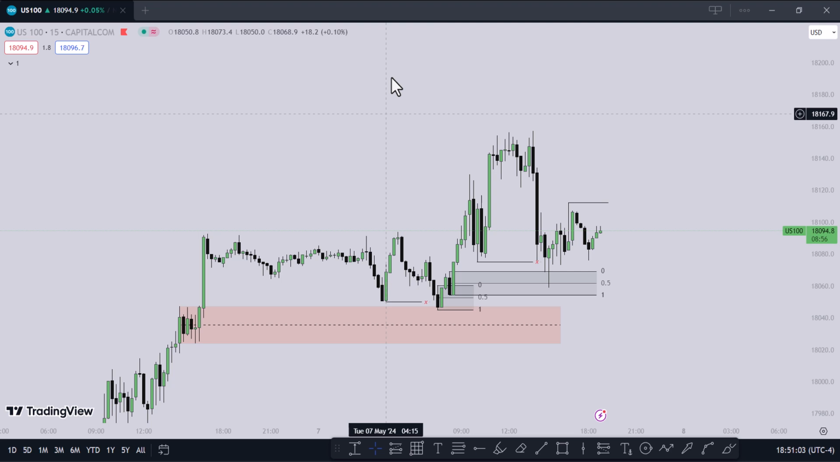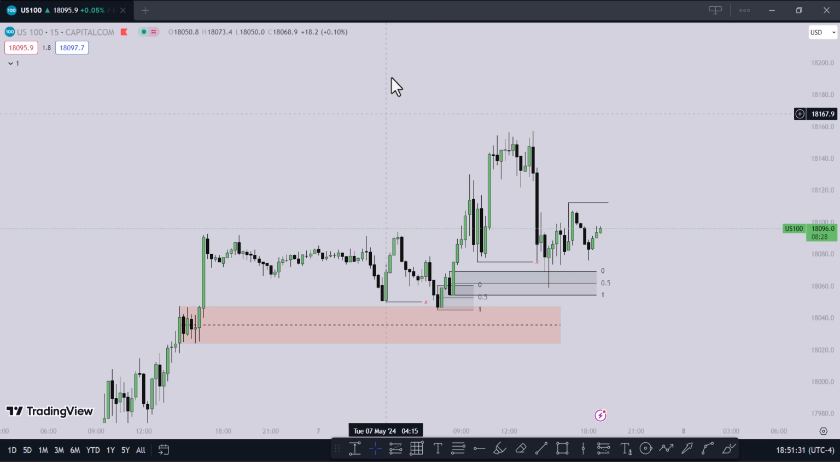So the thing that we're going to discuss here is the fractal violation, or the SNDR violation, versus the violation of a protected low or a protected high. I know that seems kind of confusing, but it will all make sense at the end.